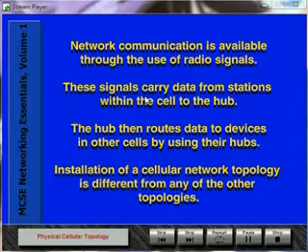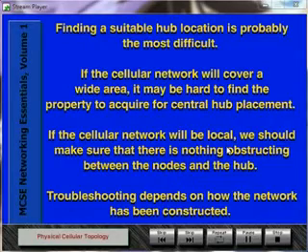Installation of a cellular network topology is different from any other topology. Finding a suitable hub location is probably the most difficult part. If the cellular network will cover a wide area, it may be hard to find the property to acquire for central hub placement. If the cellular network will be local, we should make sure that there is nothing obstructing between the nodes and the hubs.